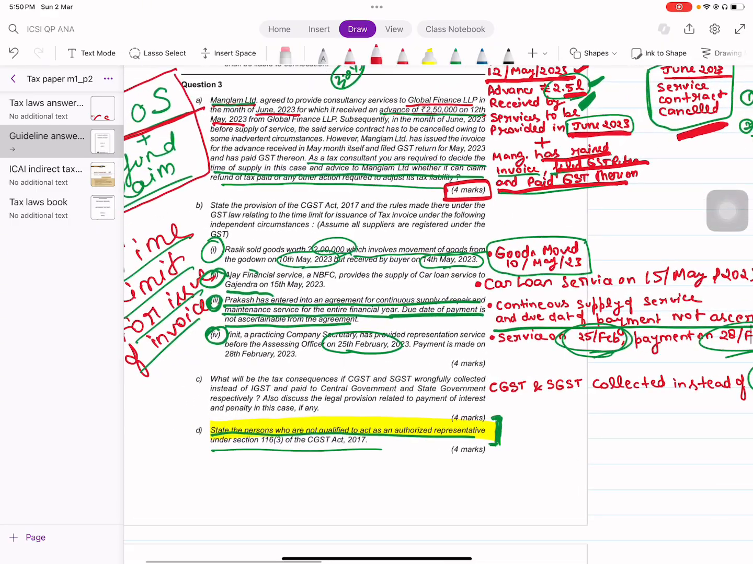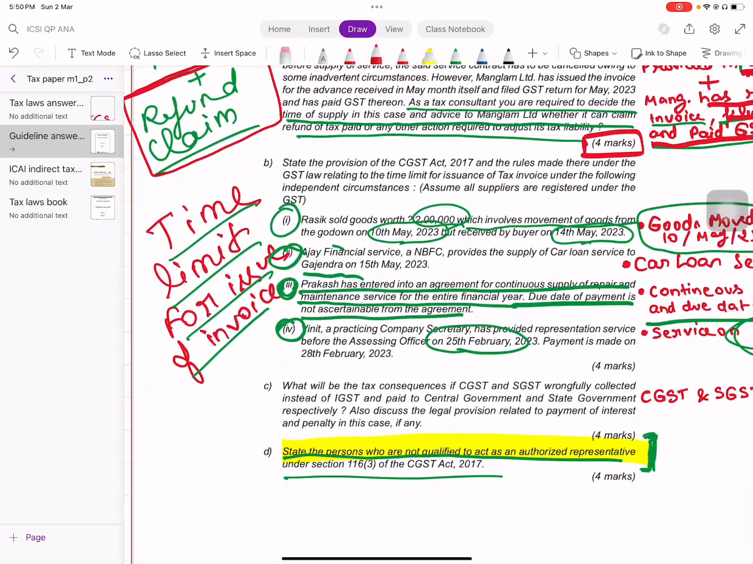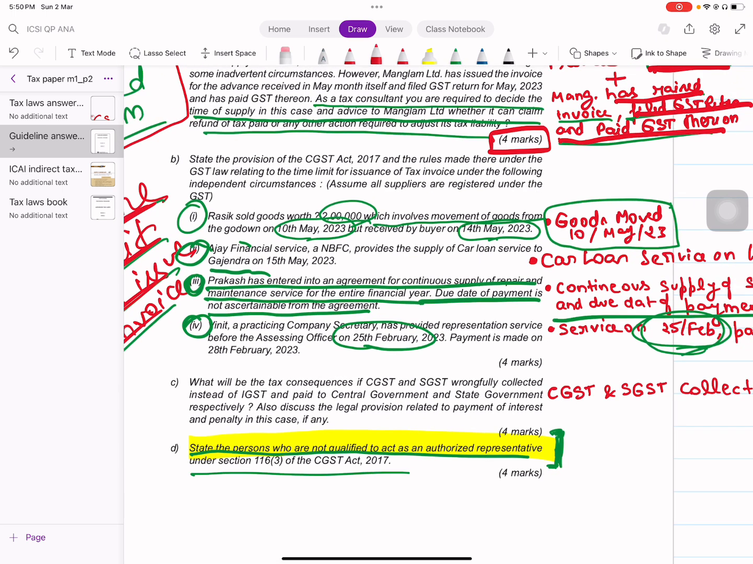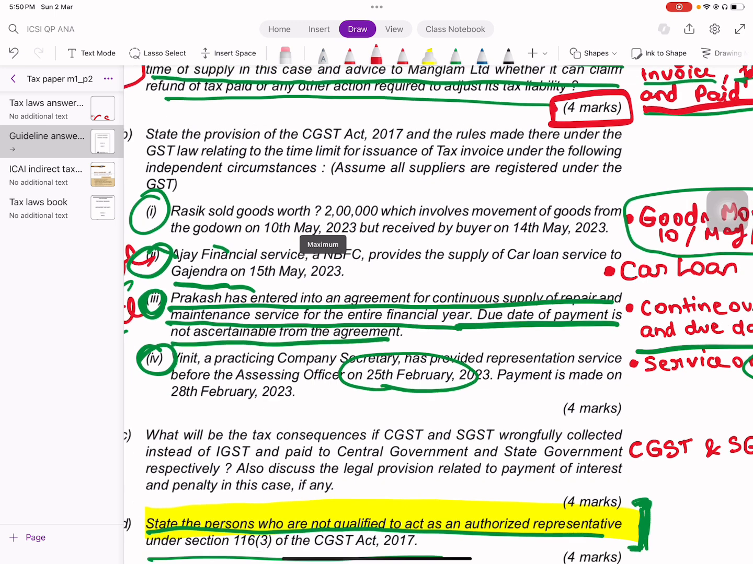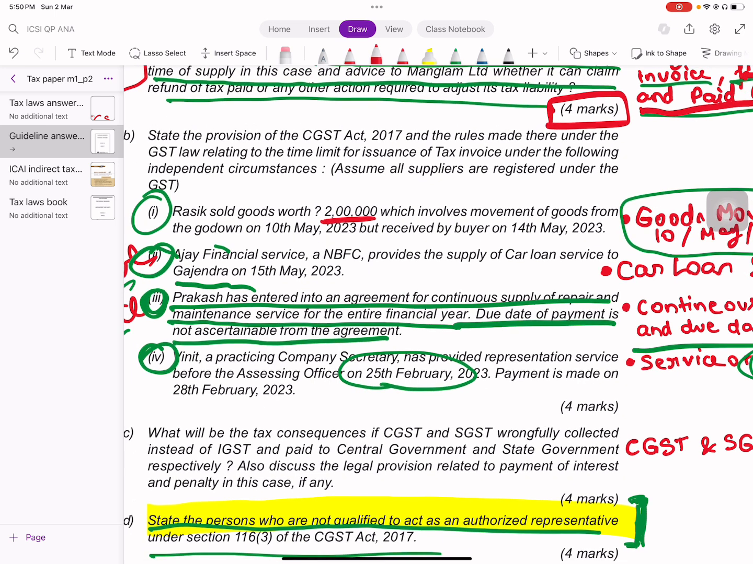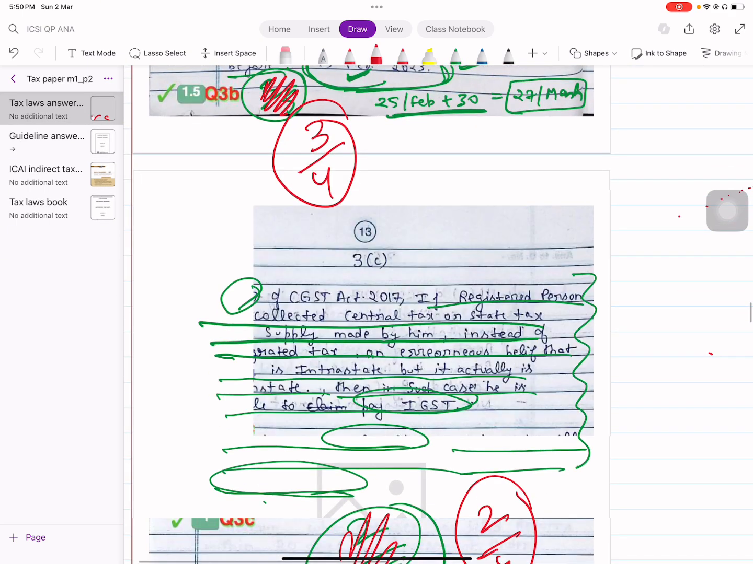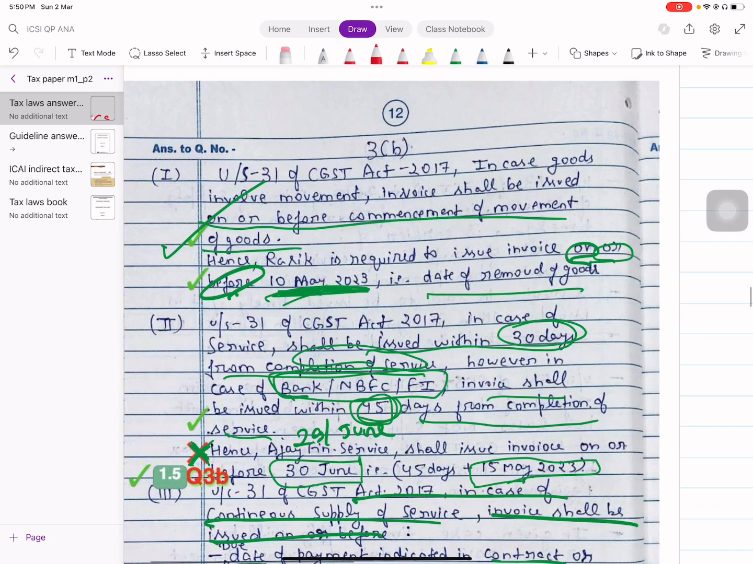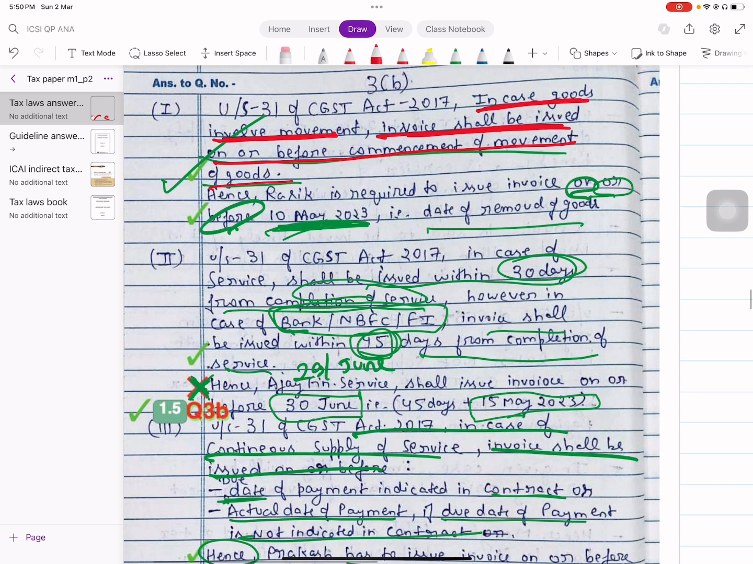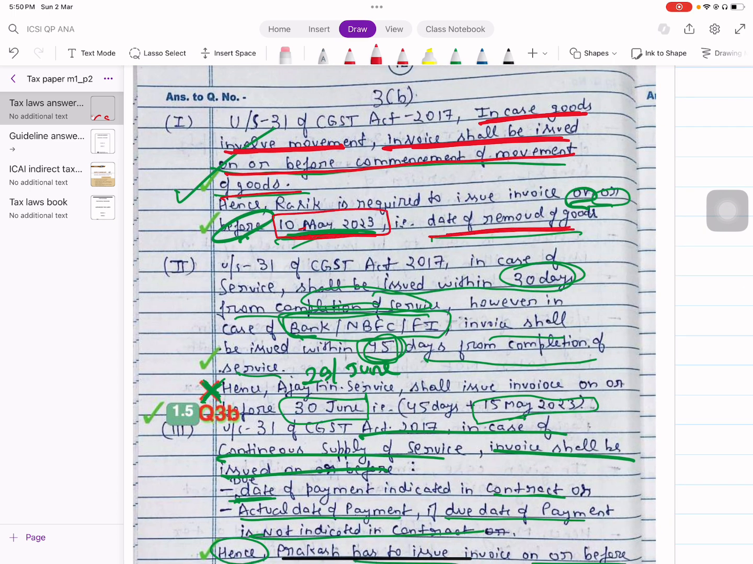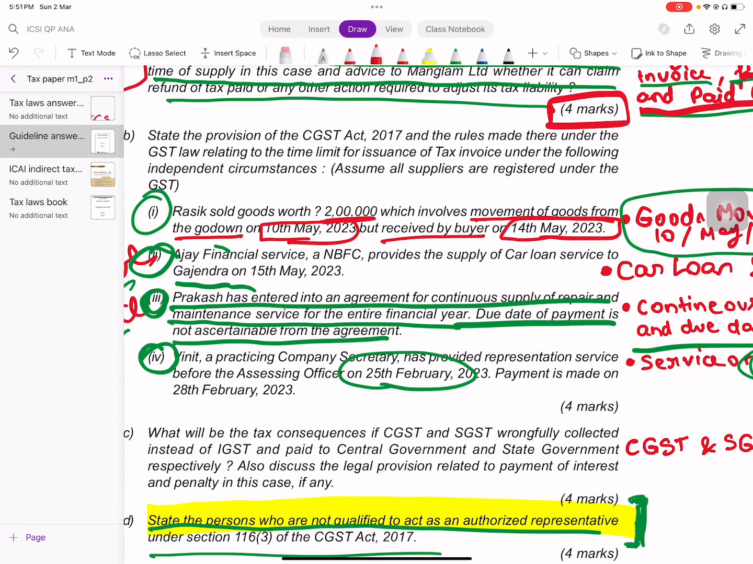Let's move on to the next question, question number 3B. Now in question number 3B, we have to state the time limit for issue of invoice in these 4 situations. The first situation was Rasik sold goods worth 2 lakh rupees, which involved movement of goods from the godown on 10th May, but goods were received by the buyer on 14th May. Now, in case goods involve movement, the invoice shall be issued on or before commencement of movement of goods. Hence, the invoice shall be issued on or before 10th May 2023, i.e. the date of removal of goods, and the date of receipt of goods by the recipient is irrelevant.